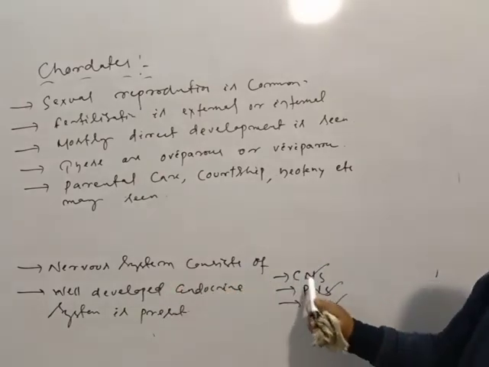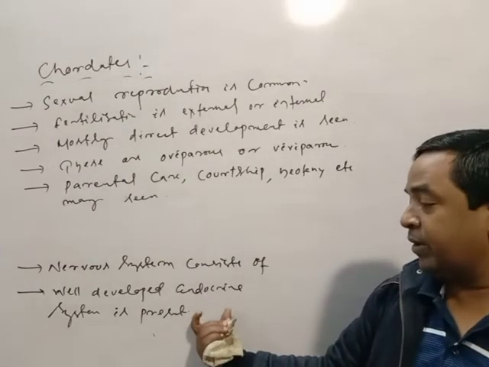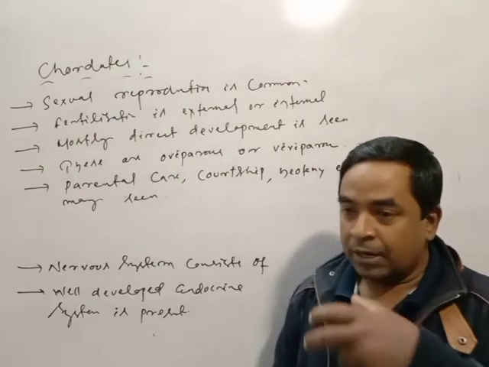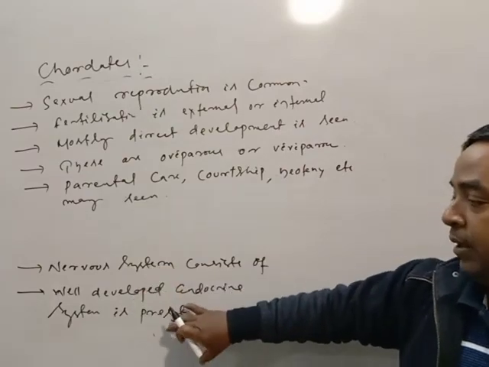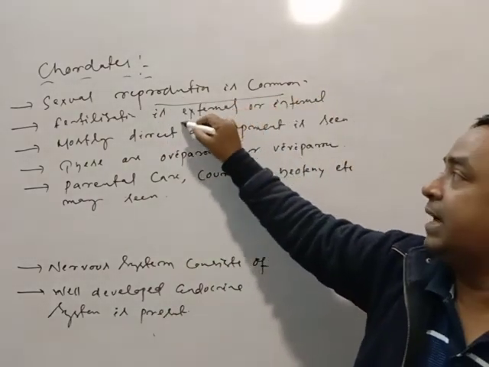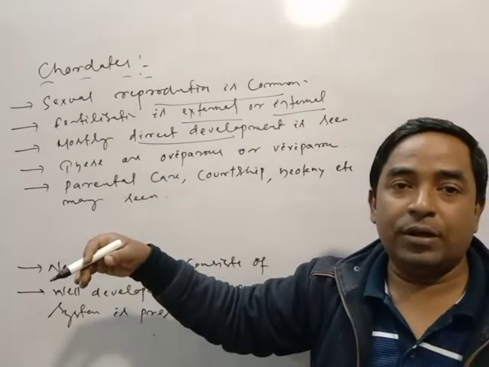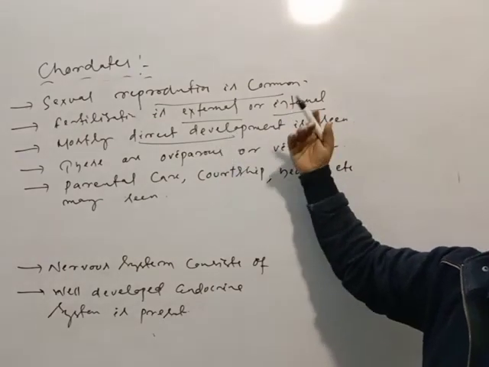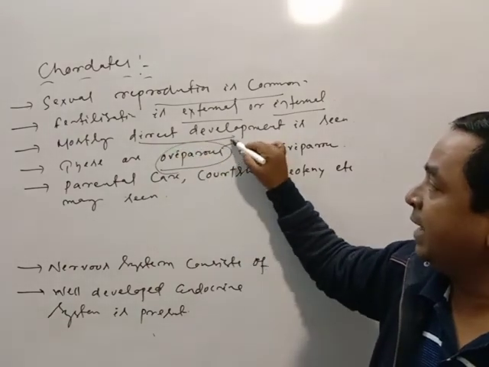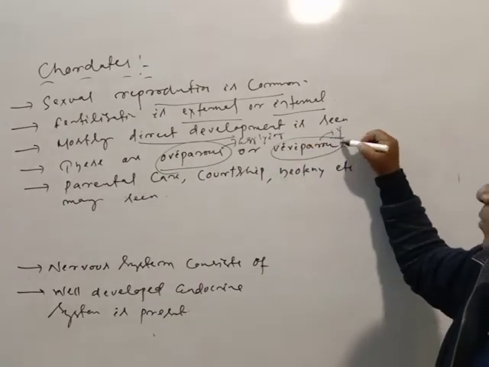See, nervous system consists of CNS, PNS and ANS. In association with them, a well-developed endocrine system, having different hormones, helps in control and coordination along with the nervous system, like your pituitary, thyroid, parathyroid, etc. Sexual reproduction is common, fertilization may take place outside the body or inside the body, mostly direct development. But in the case of frog, a larval stage, the tadpole larva, is there. Similarly, oviparous organisms lay eggs, they are egg-laying animals, and viviparous are young-bearing animals.